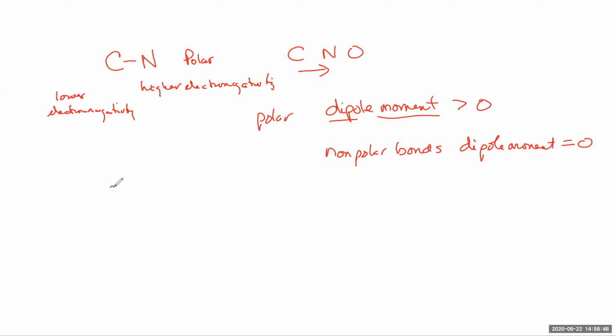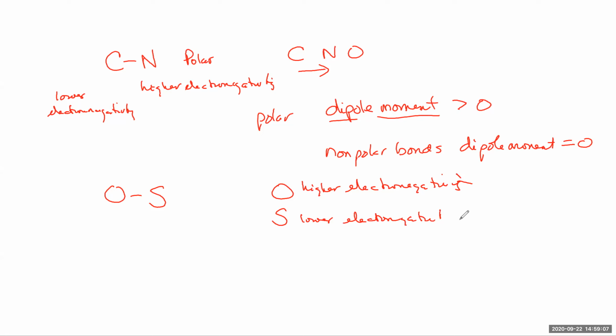What if we had a bond between oxygen and sulfur? And I asked you, what kind of bond is it? On the periodic table, sulfur is below oxygen, so oxygen would have the higher electronegativity, and sulfur would have the lower electronegativity. And so this would be a polar bond.